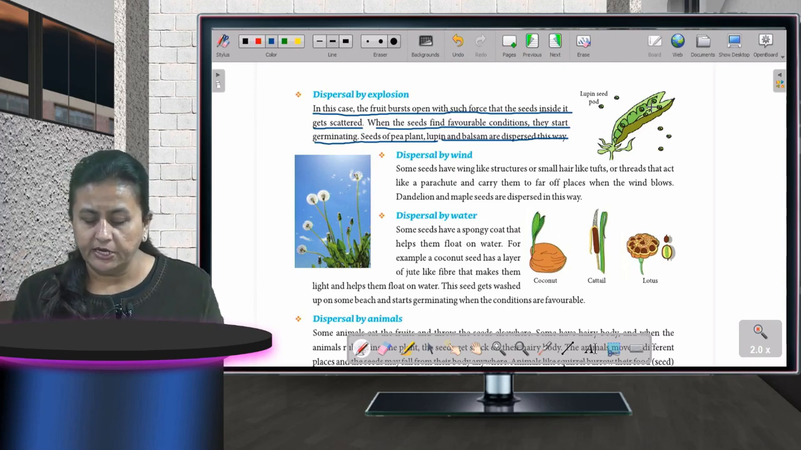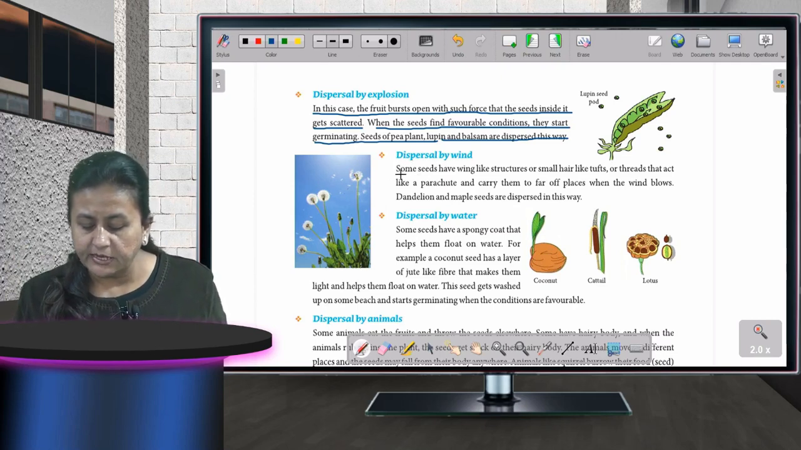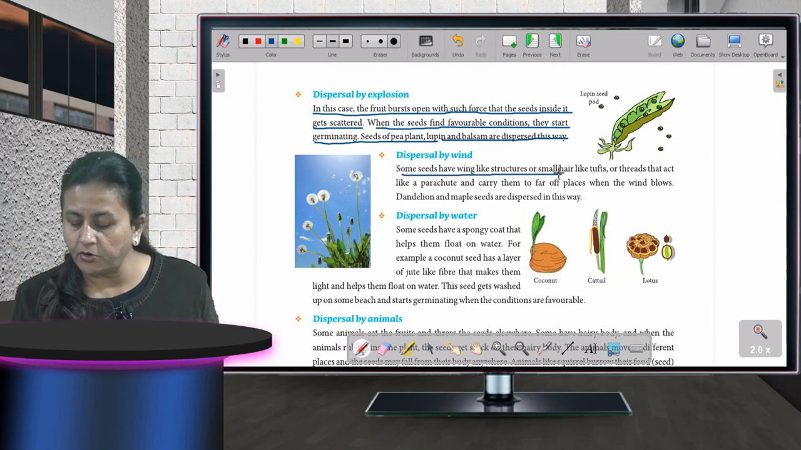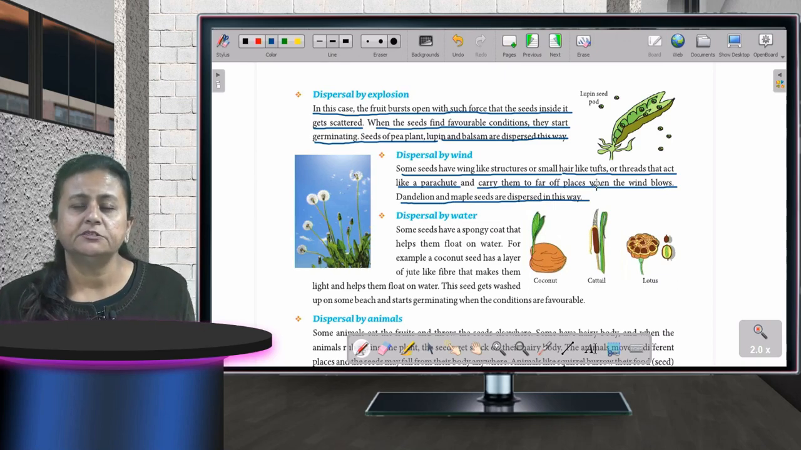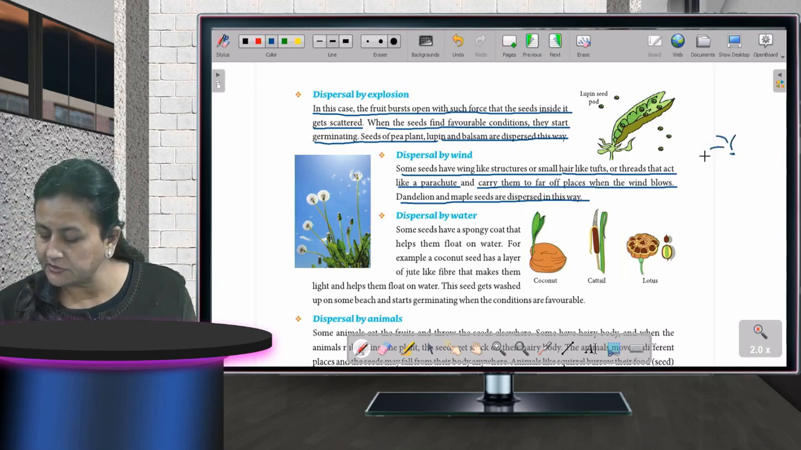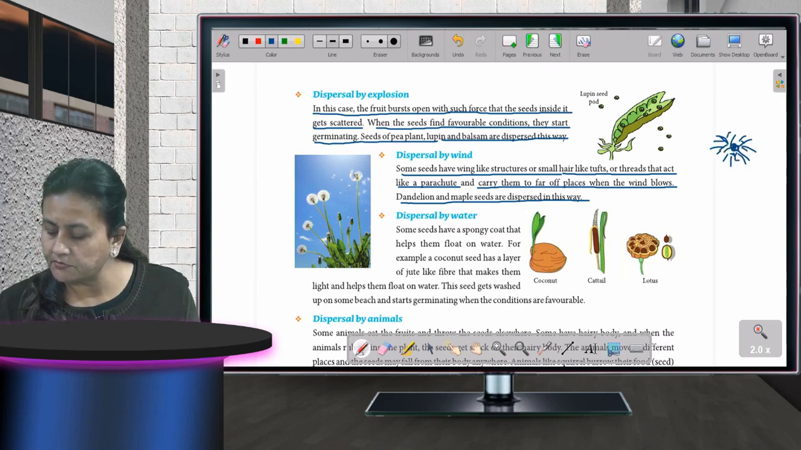Fine children? Now dispersal by wind. Some seeds have wing-like structures or small hair-like tufts or threads that act like a parachute and carry them to far off places. When the wind blows, dandelion and maple seeds are dispersed in this way. Especially in summers, you must have seen in the air, you will find a small sort of this, like this would be in the air, and sometimes you try to catch it. A small one like this would be there. I'll make it again for you.